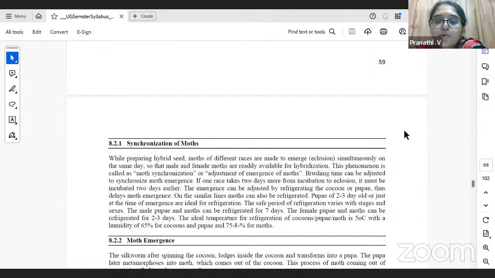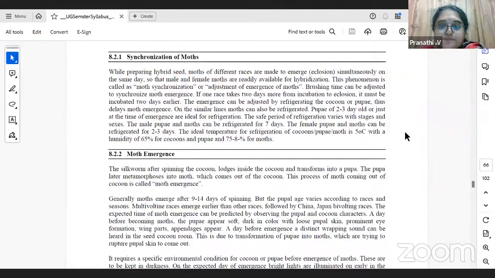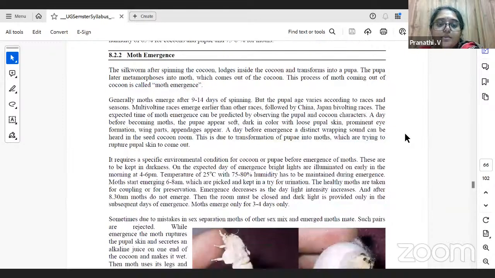Pupae of around 2 to 3 days old, taken just before the time of emergence, are ideal for refrigeration. Male pupae and moths can be refrigerated for up to 7 days. Female pupae and moths can be refrigerated for around 2 to 3 days. Ideal temperature is around 5 degrees Celsius. You have to have a humidity of around 65% for the cocoons and pupae and 75 to 80% for the moths. Now, what is this moth emergence?